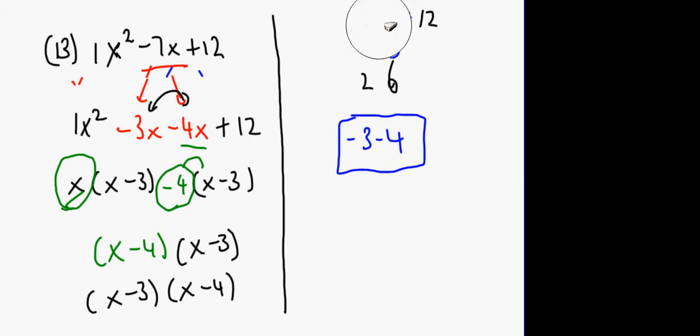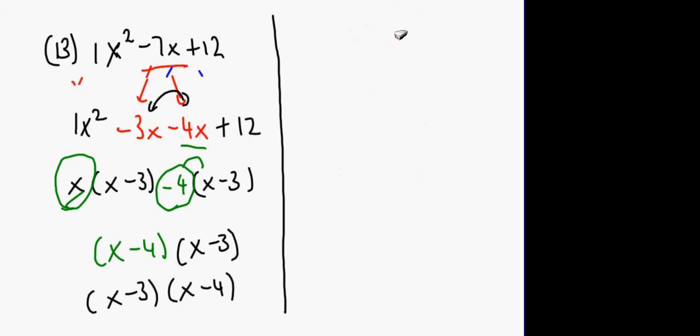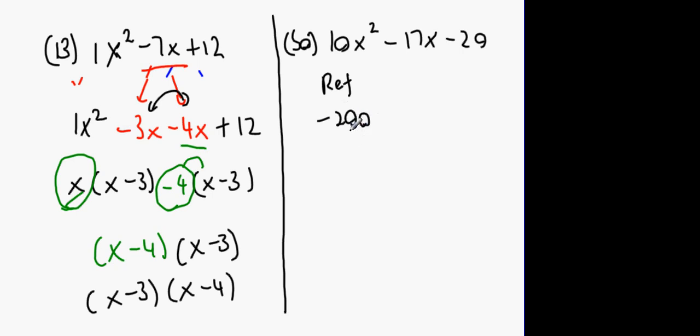So can somebody call out one that has a minus at the end? 10x squared. Yeah. Minus 20. And what question is this, Brian? What? Question 50? Okay. I don't think anybody has 50 done, but we'll give it a go. Okay, question 50, we're going to have a reference number of minus 200. We're going to have our work cut out here, aren't we?